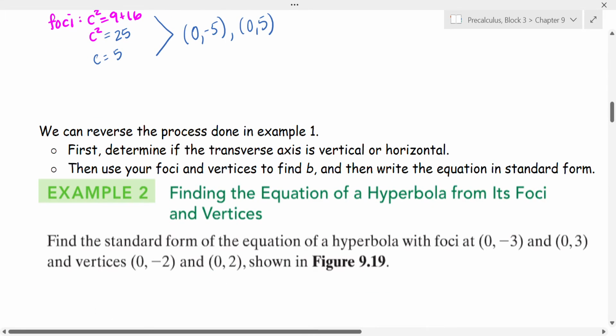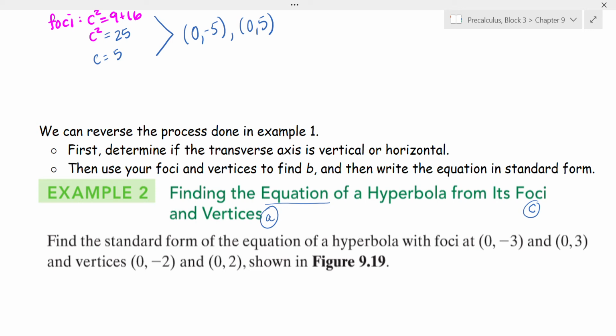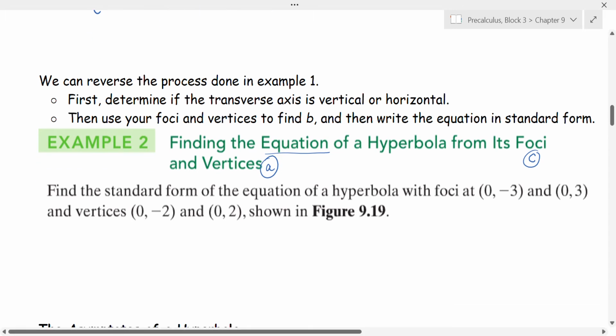Next, we're going to find the equation of a hyperbola from its foci and vertices. So remember that foci are c units away from the center, and vertices are a units away from the center. And so if we know a and c, we can figure out b, and then plug that into the equation of the hyperbola. So in this example, we have foci being 3 units away from the center, so c equals 3, and the vertices are 2 units away from the center, which means a equals 2.